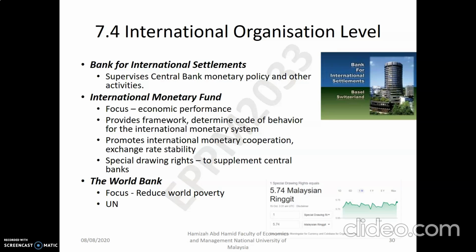Next we have the World Bank. The focus is to reduce world poverty. They have several other bodies under them, including the United Nations.